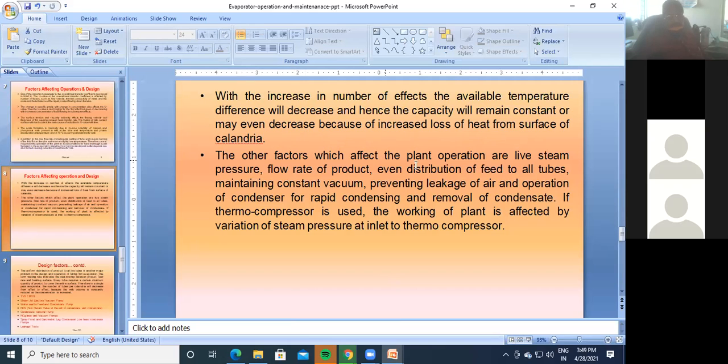The other factors which affect the plant operation are live steam pressure, flow rate of product, even distribution of feed, maintaining constant vacuum, preventing leakage of air, constant pressure, constant concentration, constant temperature, and so on.